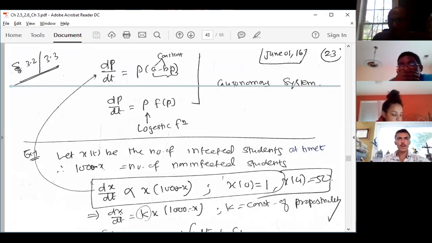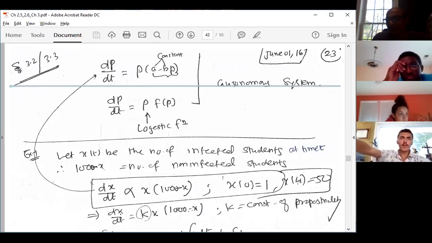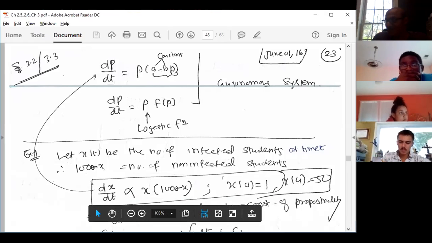Determine the number of infected students after 6 days if it is further observed that after 4 days, x(4) equals 50. Right, guys? So x(4) equals 50 is the initial condition. And x(6), after 6 days, how many students will be infected? If you know this statistical data, you can take some precautions. So that way also, this is more important.